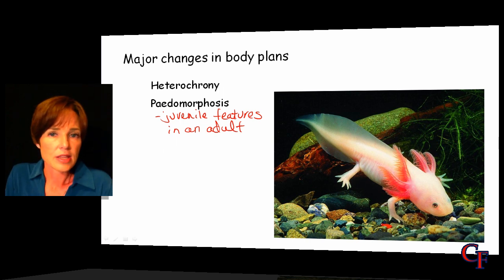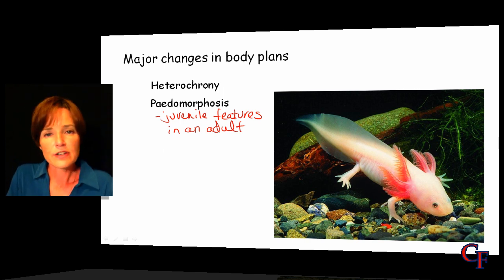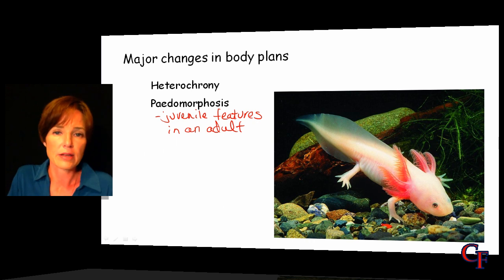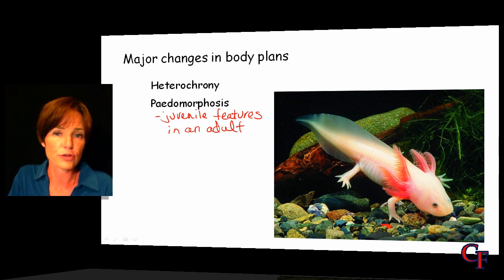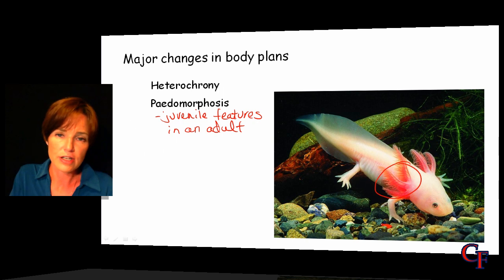This is again a timing thing because you have juvenile features that just never went away. Or you might have the adult features sped up so that now you have those even though the juvenile features are still retained. This is a common organism that's used to talk about this because here we have an adult salamander that still retains the larval features. And by larval features, there's still gill slits here that you would expect to just find in the larva and not in the adult form.